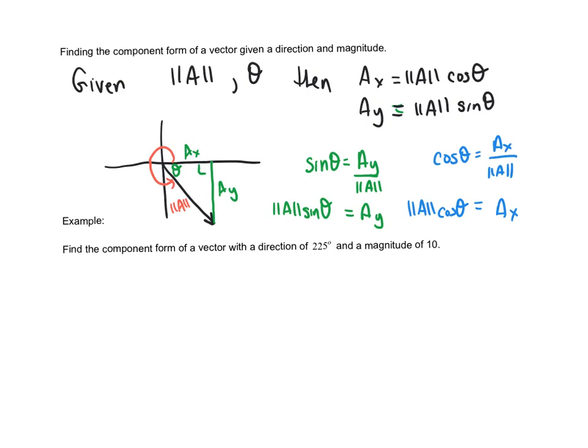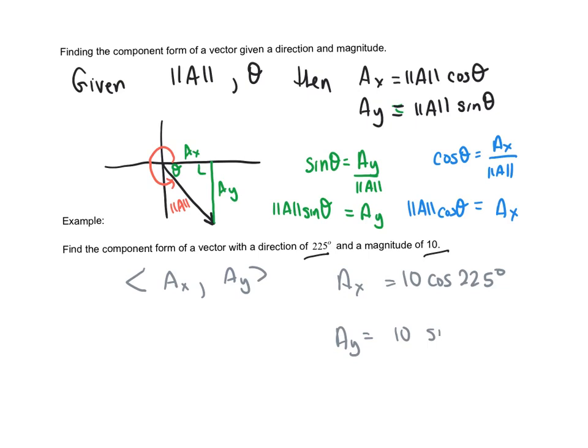So for example, if I want to find the component form of a vector with direction of 225 and magnitude of 10, I'm just trying to find the x component and the y component. So the x component is going to be the magnitude times the cosine of 225. And the y component is going to be the magnitude times the sine of 225. So if you want the exact values for these, you certainly can, because we know the cosine of 225 is negative radical 2 over 2. And the sine of 225 is negative radical 2 over 2. These are both from the unit circle.